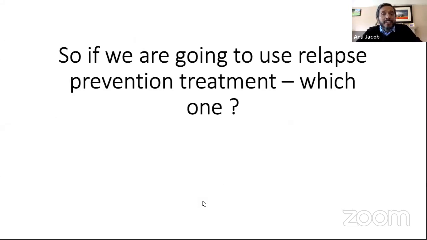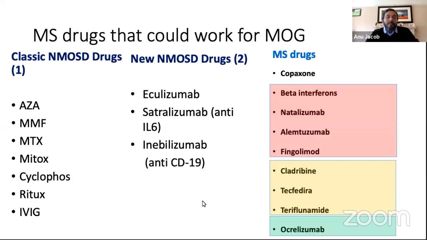Now, if we are going to treat patients, what drug are we going to use? Well, we have a lot of choice. We could use the classic NMOSD drugs. We could think about the newer drugs, eculizumab, satralizumab, and inebilizumab, which have all been found to be positive in NMOSD. We can think about MS drugs. I have highlighted some of these drugs which have been shown to increase the risk of relapse in AQP4 NMOSD.